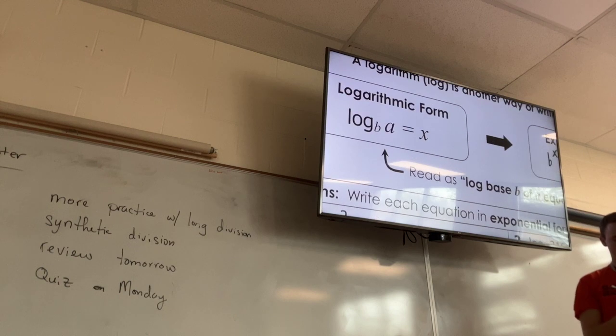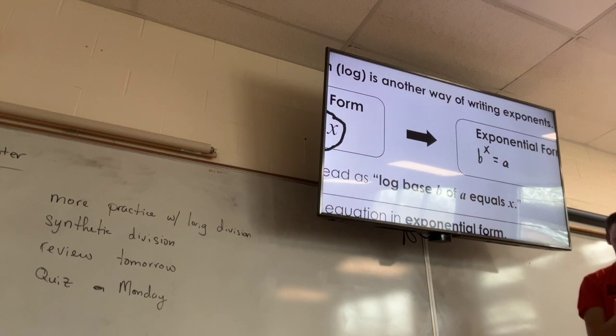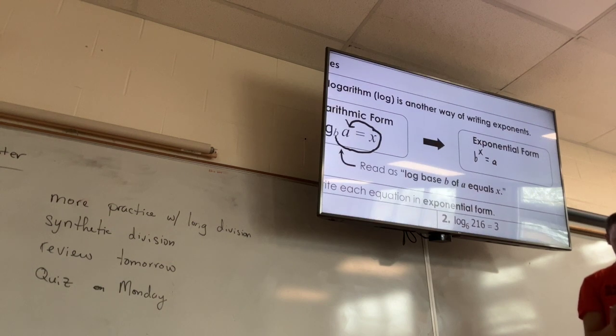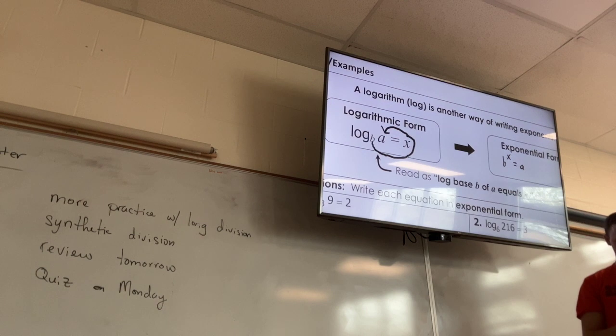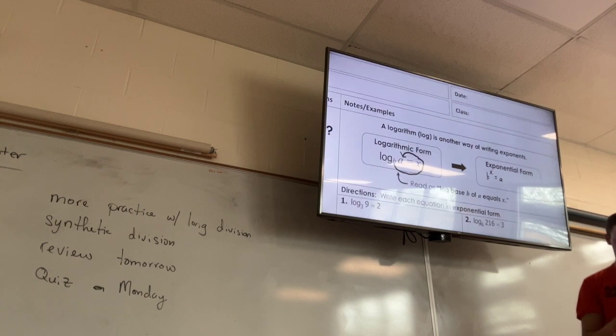This is called a log roll. So if you do a log roll, if you start at b, you go around the circle, you hit your x, that equals a. So b to the x equals a, right? B to the x equals a. Make sense? No? So b, the small number, to the right side equals the big number on the left. Okay?